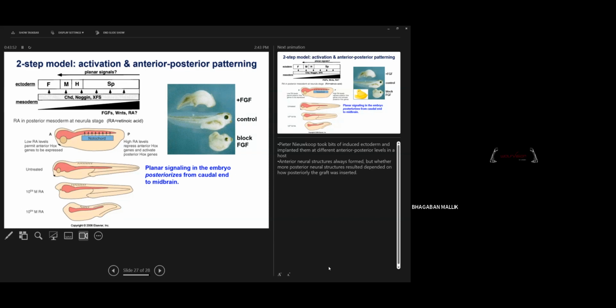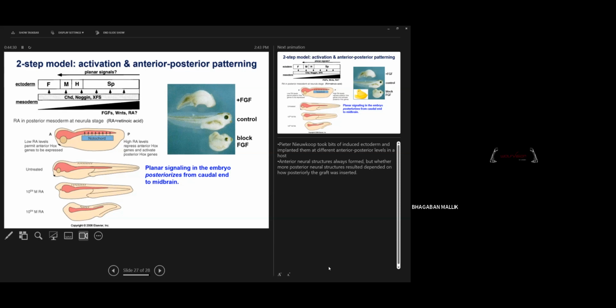This is another development of the chick embryo. So here in the ectoderm you have forebrain, midbrain, and hindbrain, and the mesoderm produces different signals, like radial signals called chordin, noggin, and follistatin, and those give signal to the formation of the forebrain or the anterior structure. And in the mesoderm you have another set of signals, which are the planar signals that form the posterior patterning, that form the posterior portion of the nervous system.